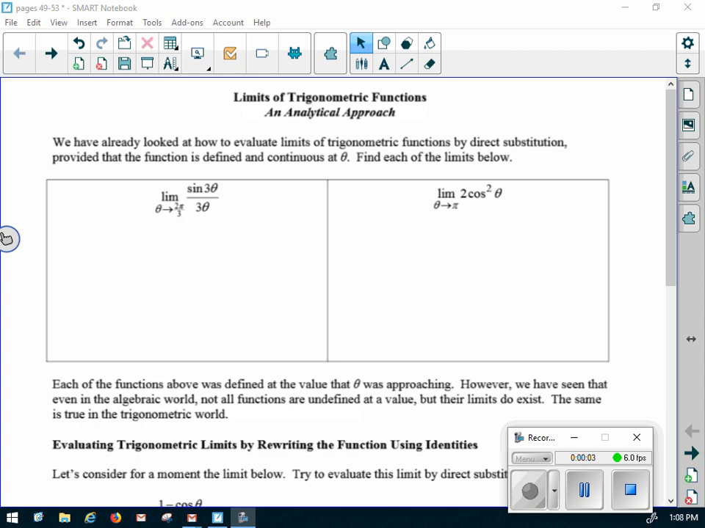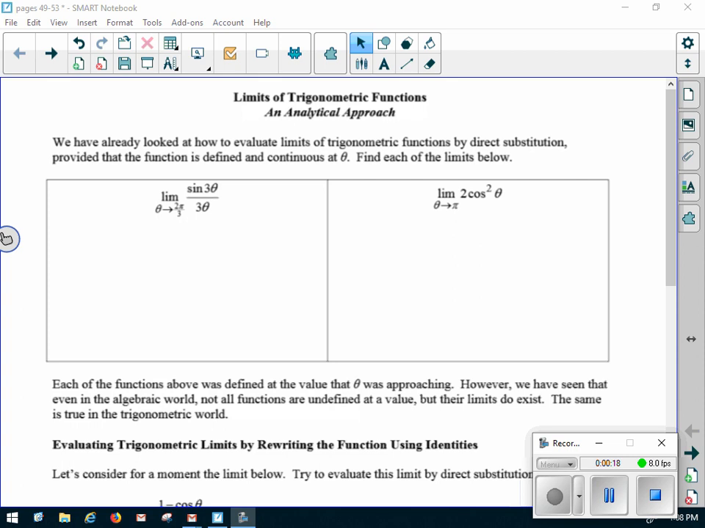Limits of trig functions. The big thing you're going to need to remember out of here is the big kahuna. Remember the big kahuna? You might want to write it down: cosine squared theta plus sine squared theta equals 1.